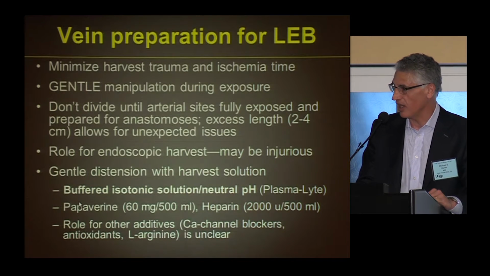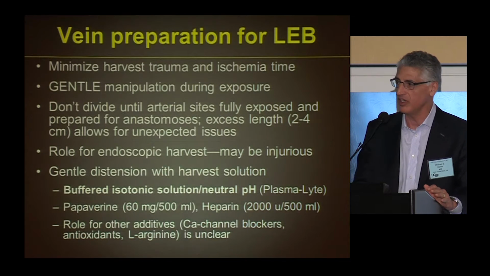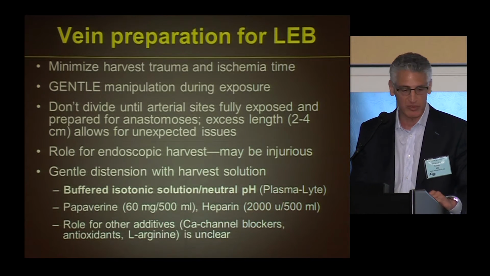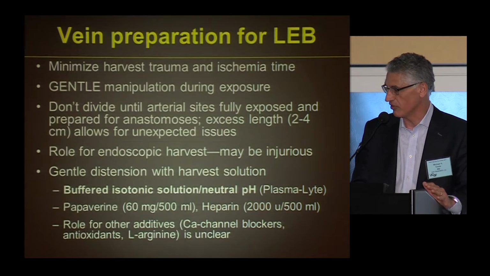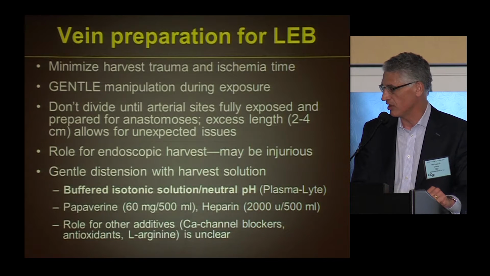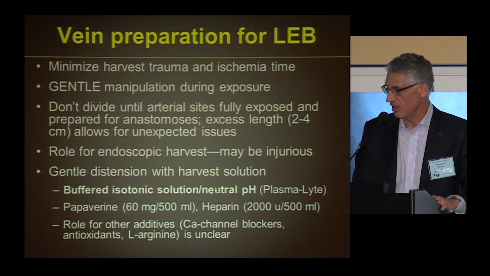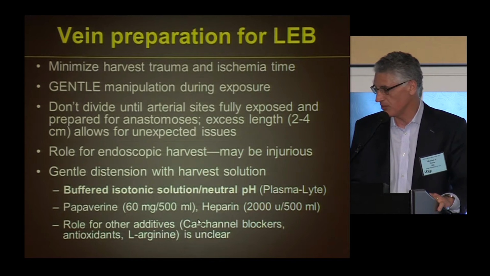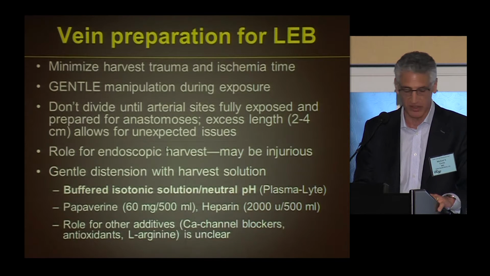And use a buffered isotonic solution. If you're a surgeon who's still here who does distal bypass, if there's one thing you take out of this, if you're using heparin saline or regular saline solution, just go to a buffered solution. I'll show you the data. It's actually quite convincing. Something like Plasma-Lyte maintains a neutral pH. Most people would add, of course, in addition to heparin, a vasodilator like papaverine, or other vasodilators are all probably equivalent.